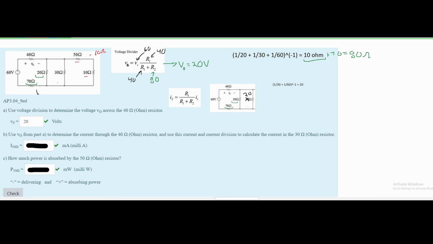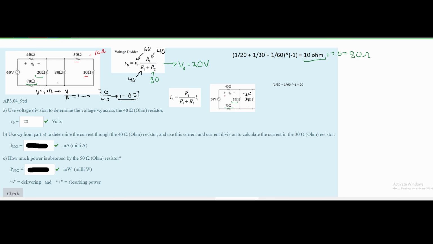We have the formula that our voltage is equal to our current times resistance. We can rewrite this as voltage divided by resistance is equal to current. Plugging in our values, voltage is 20 volts, resistance is 40, we get that our I is equal to 0.5 or 1/2.